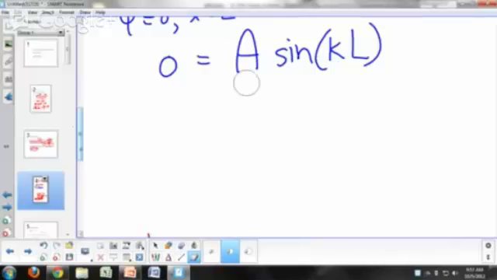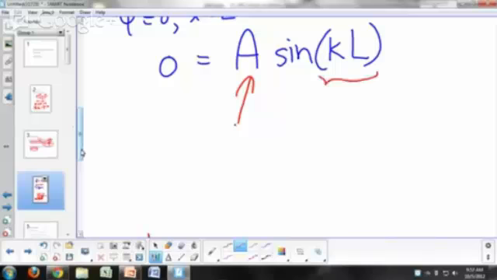A is obviously not 0, right? We can't make A 0 because otherwise we have what's called a trivial solution. Psi will just be 0 everywhere, and if psi is 0 everywhere, that means the particle does not exist. So that's really not an acceptable solution. So A has to be some finite number. So we want sine KL to be 0.